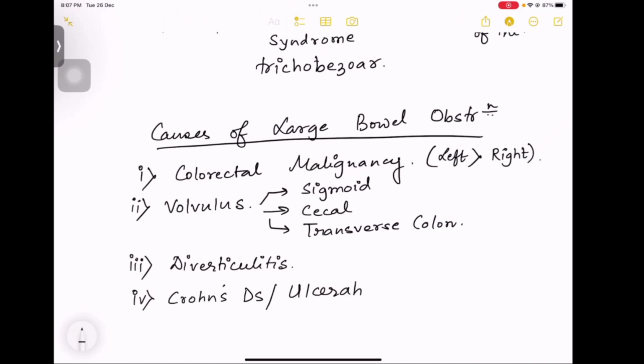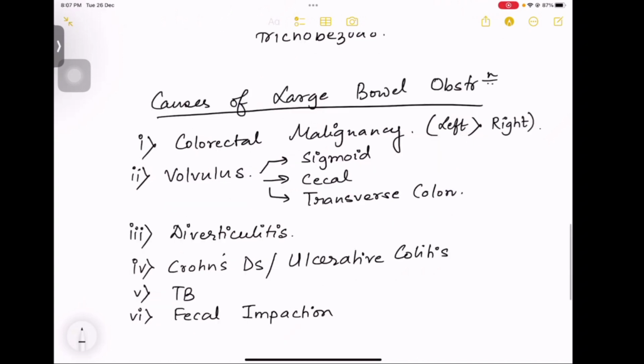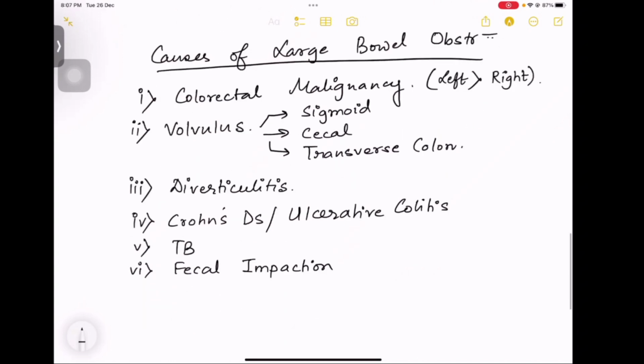Third reason is the diverticulitis. That means there has been outpouching in the large bowel and then infection in that outpouching, which is called diverticulitis. Fourth again can be the inflammatory bowel diseases, either Crohn's or ulcerative colitis. 5th is the TB. 6th is the fecal impaction. A fecal matter has obstructed the large bowel, causing the obstruction. The 7th cause can be hernia. And the 8th cause of large bowel obstruction is radiation proctitis.